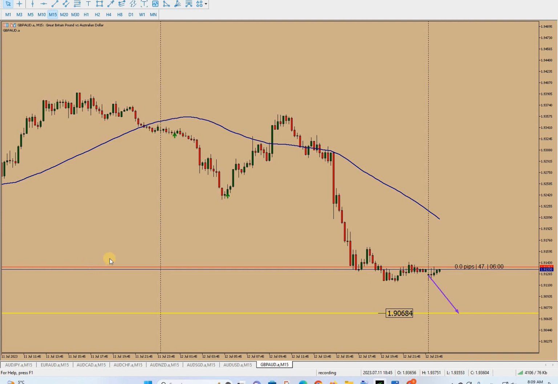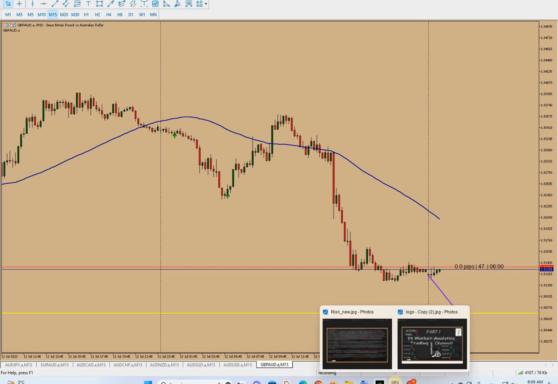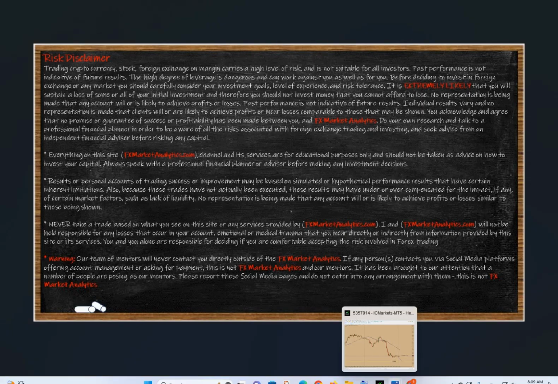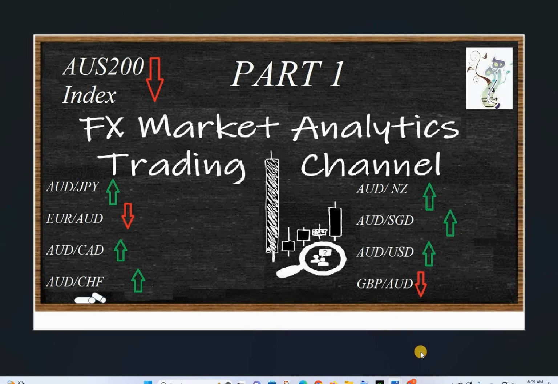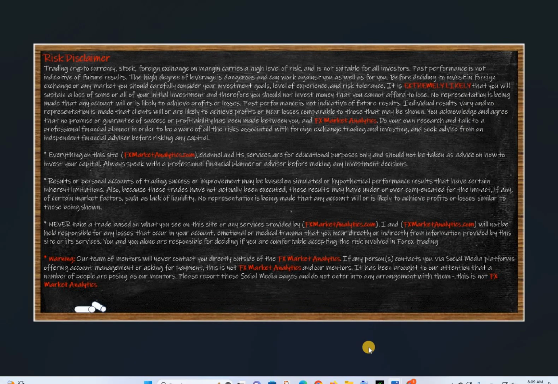So in the name of who, please pause the video and read this disclaimer again. Before I go, remember I have said this is part 1, and if everything happens, I'm going to make part 2, part 3, even part 4. So this is the forecast from today to next week, sometime, for the Australia 200 index.